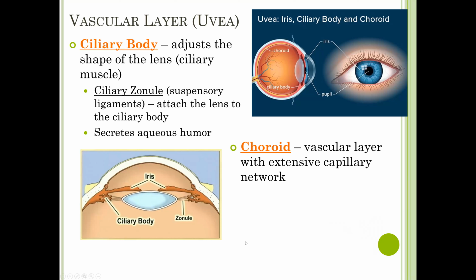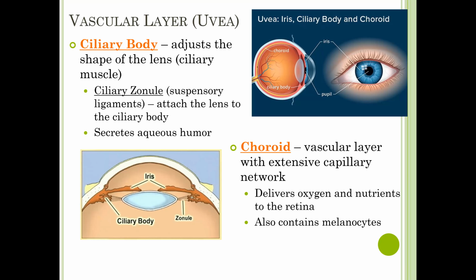And the last structure of the vascular layer is the choroid. This is a middle vascular layer that has a very extensive capillary network. And so you can see it in this picture up here, this red portion. It's between the white sclera and the yellow of the retina. So this would be the choroid all the way around the middle of the eye. It delivers oxygen and nutrients to the cells that make up the retina. And it also contains melanocytes, which are cells that produce the pigment melanin.